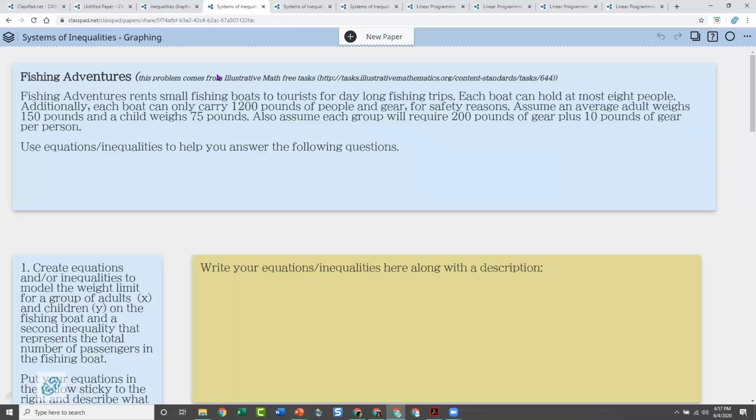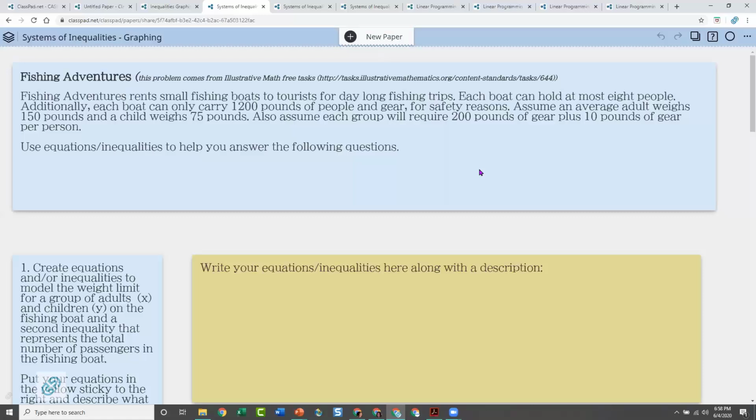Some of them are adapted from illustrative math activities, which are free online resources that I've just turned into an actual problem. So one of the things that students have the hardest time with, and I'm going to ask you guys to see if you can do it yourself, is they're given word problems, systems of inequalities, and they're asked to write the inequalities out from the word. So I'm going to give you a second to read this.